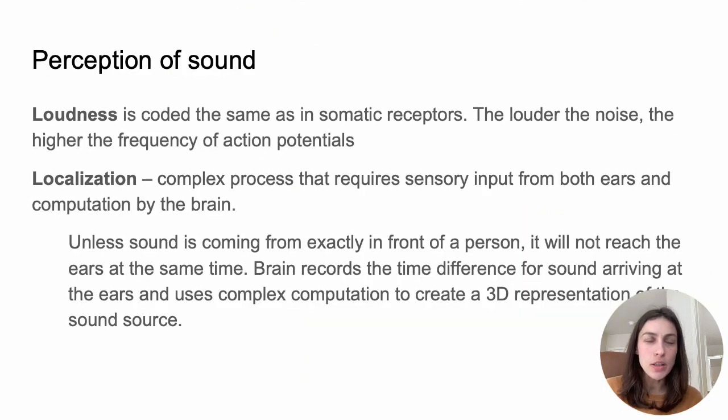Loudness of sound is coded the same as in all of our somatic receptors. The louder the noise, the higher the frequency of action potential. So if you have more action potentials per second, we perceive that as louder, and lower frequency of action potential is perceived as quieter. And how do we know where the sound is coming from?